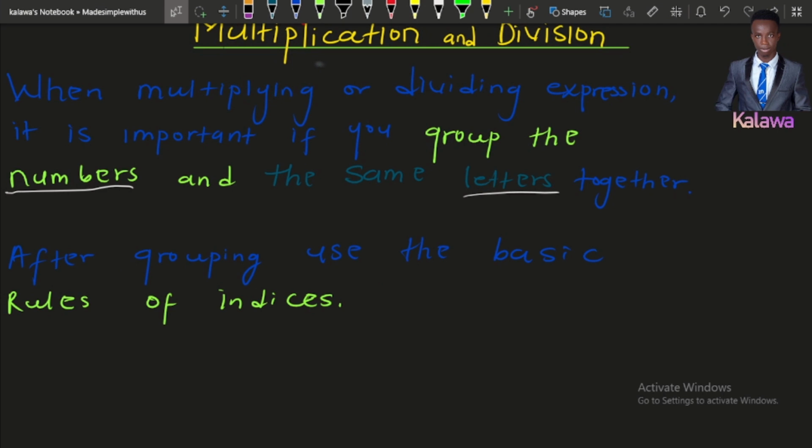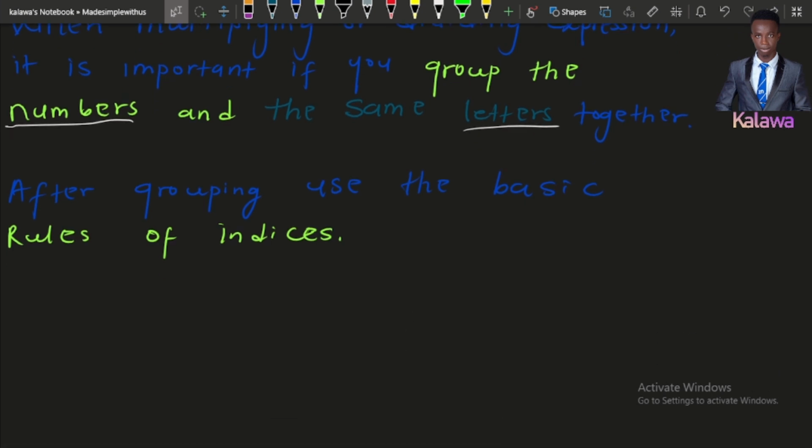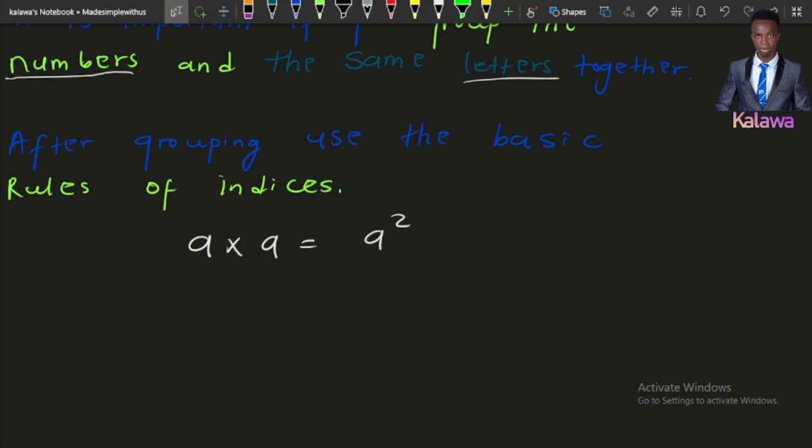After you group, you use the basic rules of indices. I hope we are able to understand that by now, but anyway, let me give some recap about the basic rules of indices. So what I am showing here is, let's say we have A multiplied by A. This is what? A square. So why do we say it is A square?